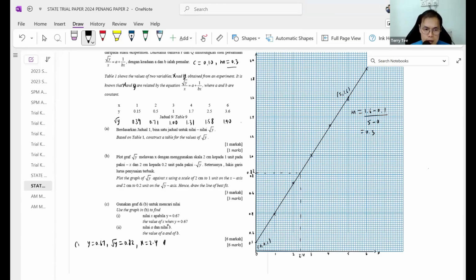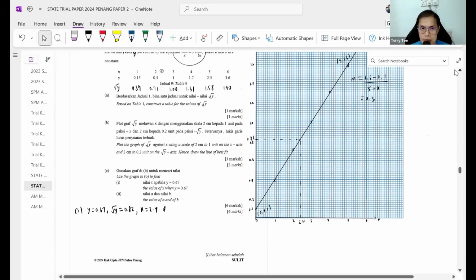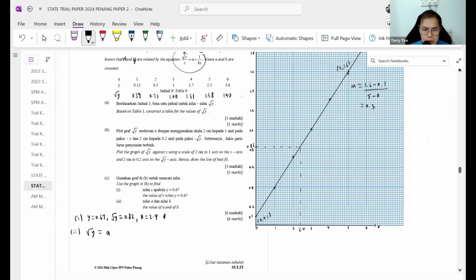Okay, no problem. This is Roman 1. Roman 2, I need to find the value of a and b. Now, a and b are the variables in your equation here. So we need to convert this to linear form. Let me rewrite. First of all, I'm going to multiply the x over. So you get square root y equals ax plus, when it times the x over, you cancel the second x here, 1 over b. So this is your big Y, this is your gradient, this is your big X, and this is your C. Your y-intercept is 1 over b, your gradient is a.